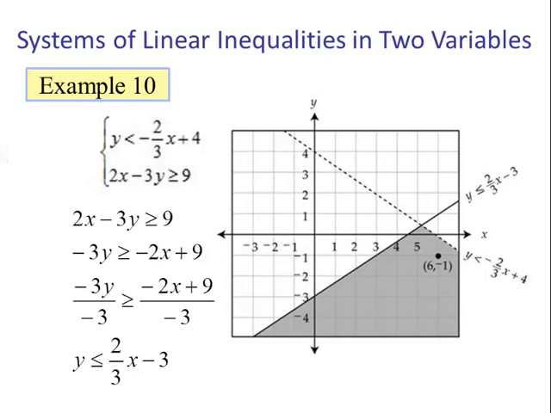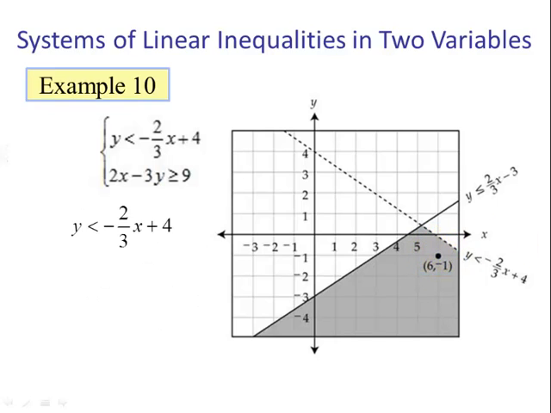So here we have the graph. I picked a point in the solution set to verify. x is 6 and y is -1. So for the first inequality, is -1 less than -2/3 times 6 plus 4? Well, -2/3 times 6 is -12 divided by 3, which is -4. -4 plus 4 is 0, so -1 is less than 0.